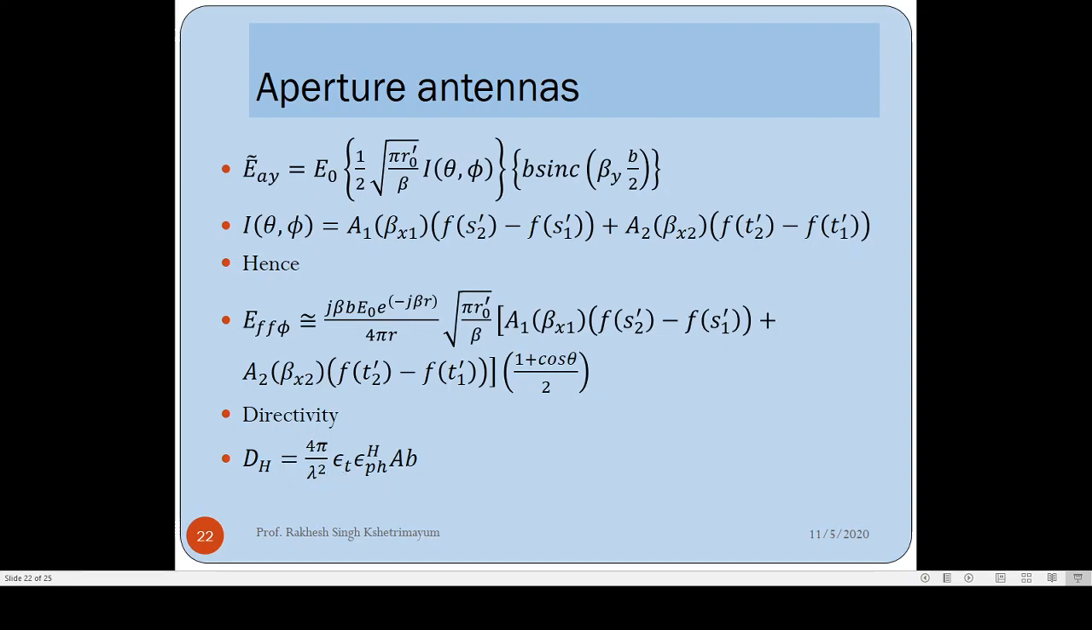Efficiency for the taper: you have a cosine taper of the amplitude of the field in the mouth of the horn antenna. What is the efficiency due to that? You have already found out that, no? When you have a cosine taper, the TE10 mode kind of field in the open-ended waveguide, how much was the efficiency? It was 8 by pi square, around 0.81. So this is a contribution from the amplitude taper efficiency, and this is the efficiency due to the phase change. You have seen that at the center of the mouth of the horn antenna, there is no phase change, but at the two edges, you have maximum phase change. Because of that, how much is the efficiency of the antenna?